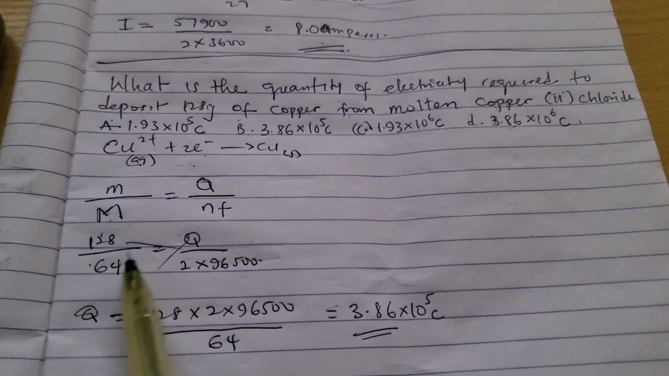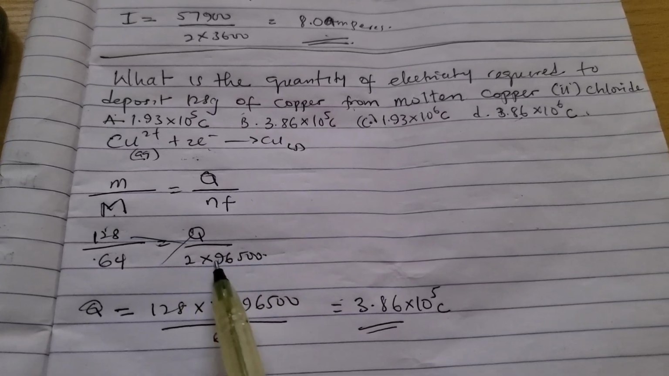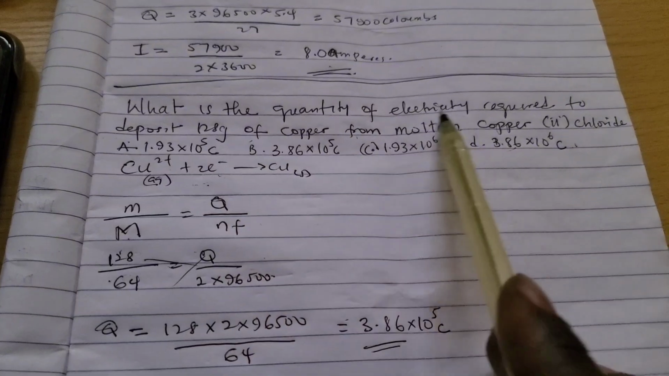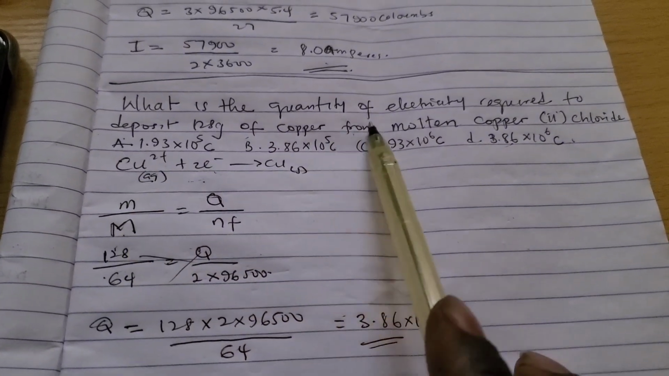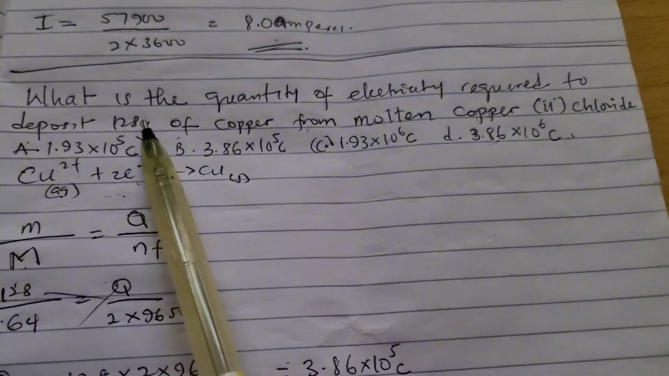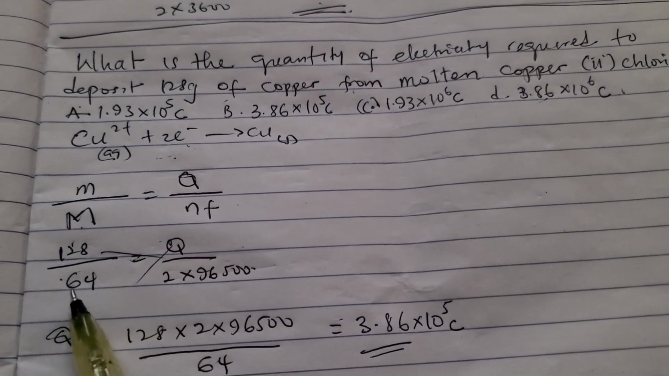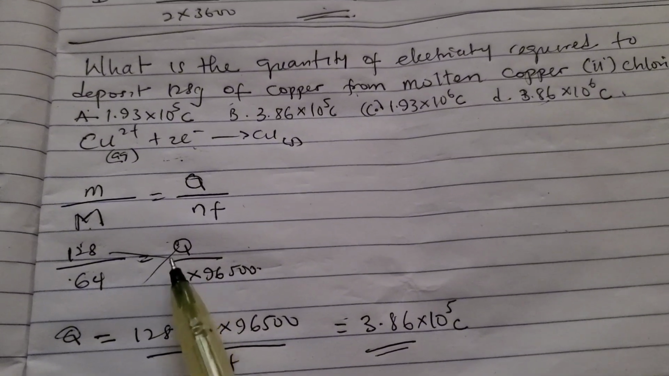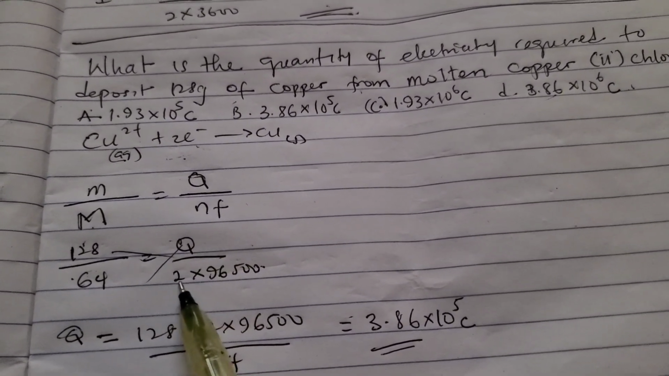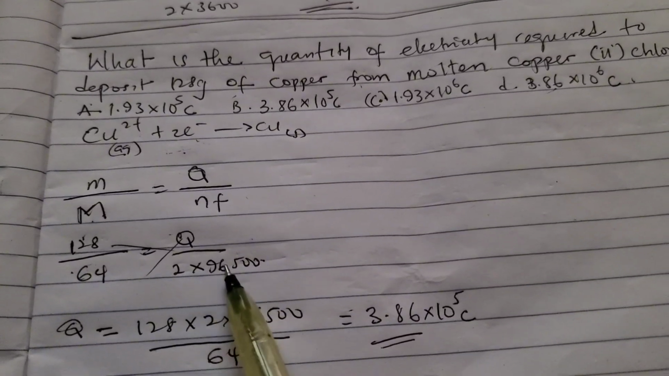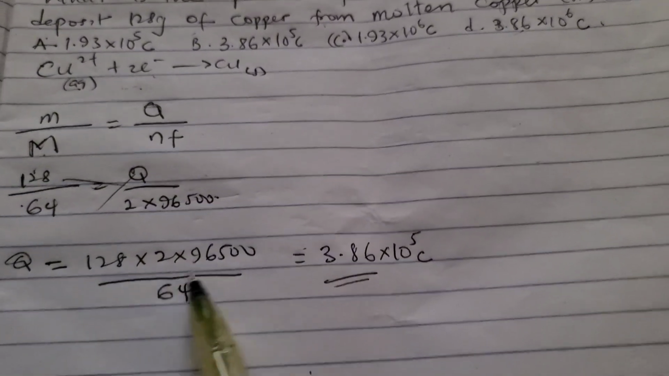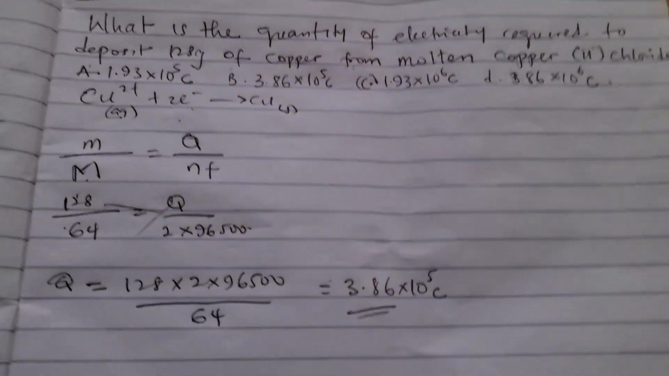So we have 128 over 64 equals Q over 2 times. So this is the mass, this formula. Then the mass is 128 as we're given from the question. Then the molar mass of copper is 64, and so also the number of charges, that's 2, and then times Faraday. 1 Faraday is 96,500. So then you substitute it in, you make Q the subject, then you are going to get this. So that's option D.